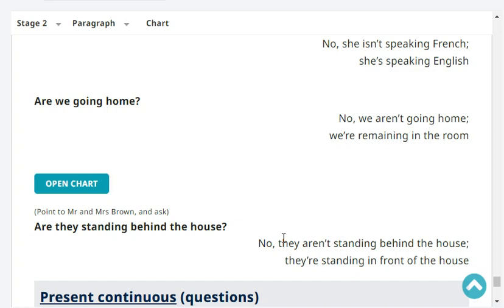Are they standing behind the house? No, they aren't standing behind the house. They are standing in front of the house. Very good.